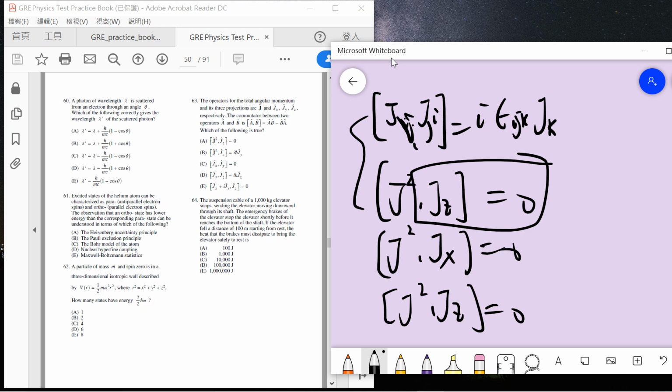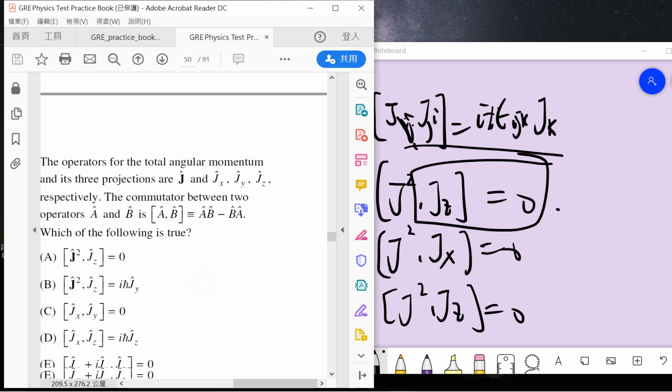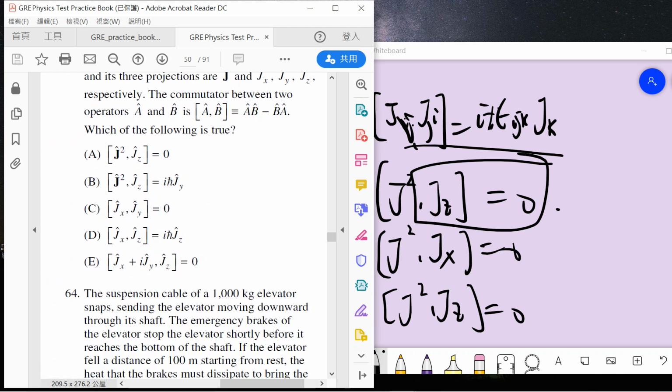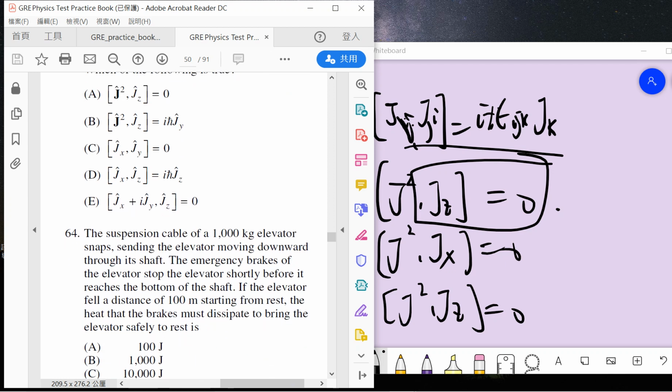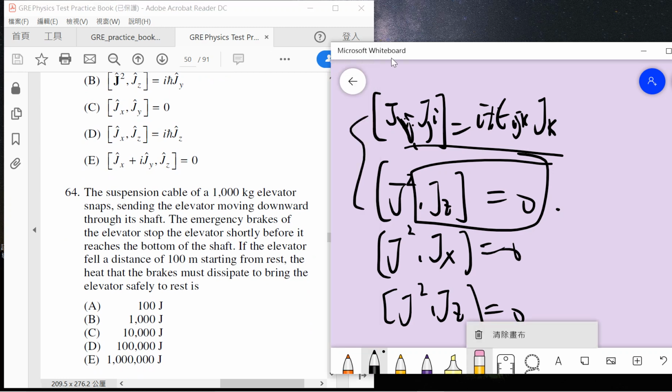If you don't remember this, then you need to prove it. For example, the commutator of Jx and Jy is not 0, because it is i h bar Jz, and the commutator of Jx and Jz is minus i h bar Jy. And for the E choice, you know that Jx, Jz will produce Jy and Jy, Jz will produce Jx. So definitely non-zero. Okay.